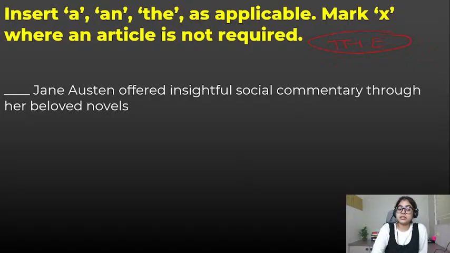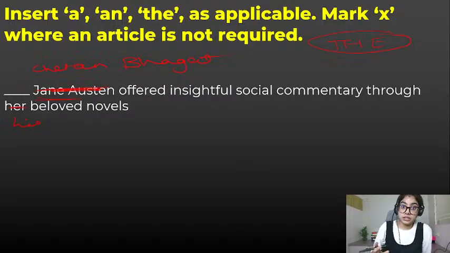Now this is the first sentence. Dash Jane Austen offered insightful social commentary through her beloved novels. Now, if you are aware of even a very tiny amount of literature, you would know Jane Austen is actually a very famous. Let me just even get rid of this. Let me write a name like this. Chetan Bhagat. Right? Chetan Bhagat offered insightful social commentary through his beloved novels.